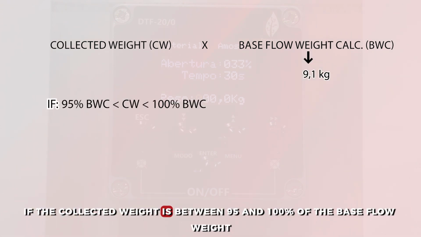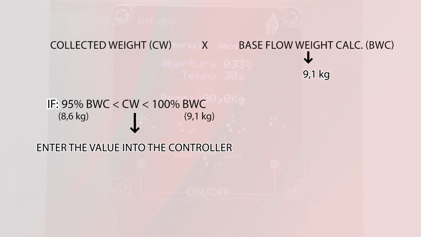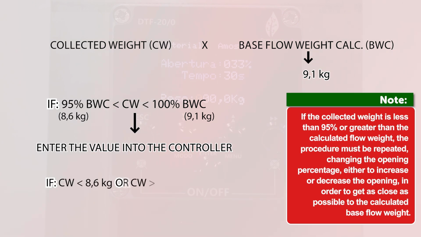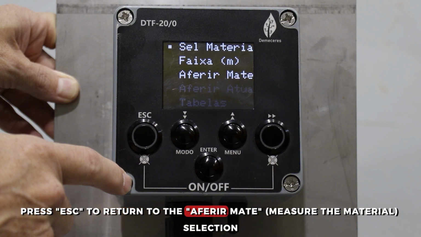If the collected weight is between 95 and 100% of the base flow weight, enter the value into the controller. Note: if the collected weight is less than 95% or greater than the calculated flow weight, the procedure must be repeated, changing the opening percentage, either to increase or decrease the opening, in order to get as close as possible to the calculated base flow weight. To repeat the process, press ESC to return to the Afferir material selection.